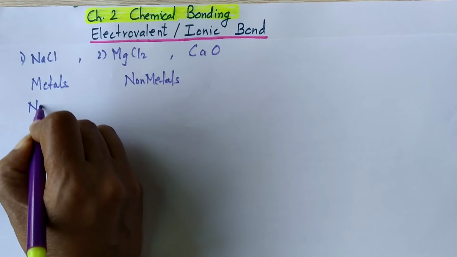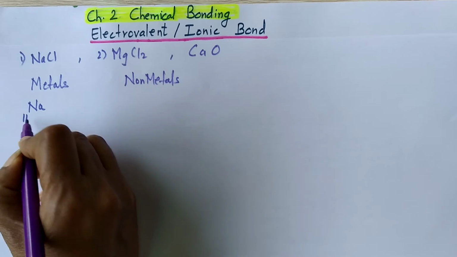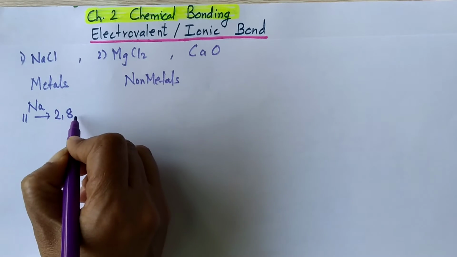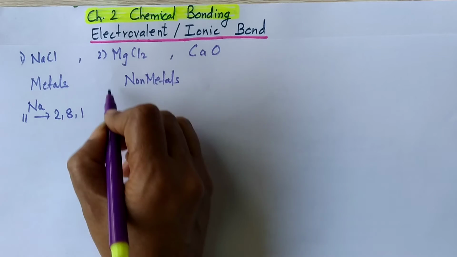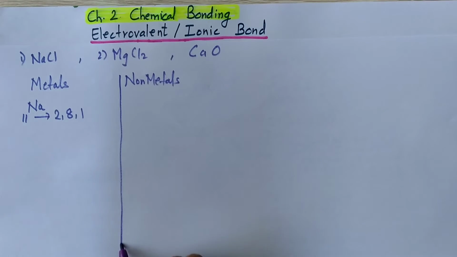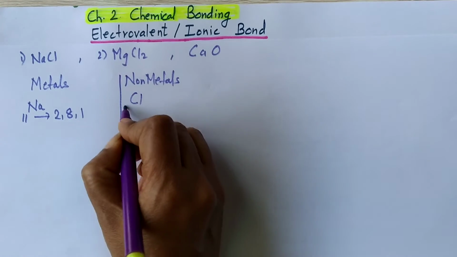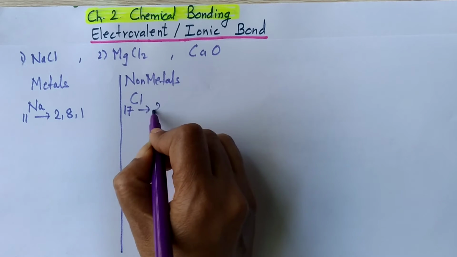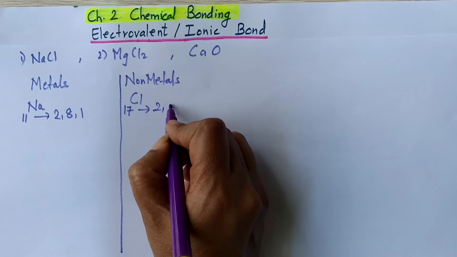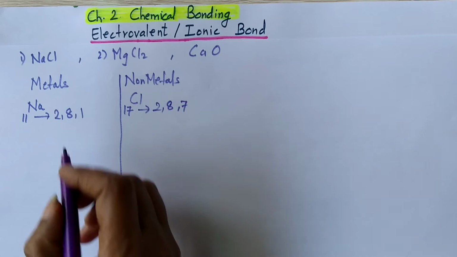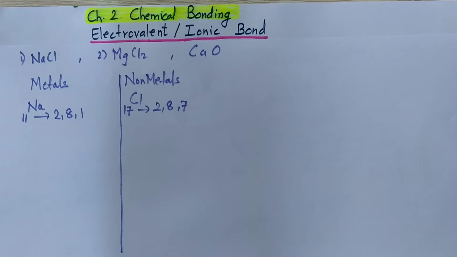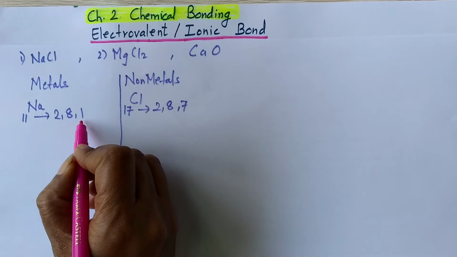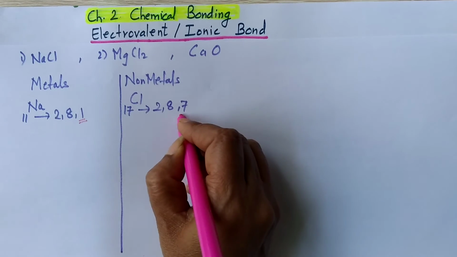Let us take Na. Sodium is having 11 atomic number and electronic configuration is 2,8,1. Here, let us take chlorine. Chlorine is having 17 atomic number and electronic configuration is 2,8,7. Now you know that all the elements will try to attain 8 electrons in the last shell.